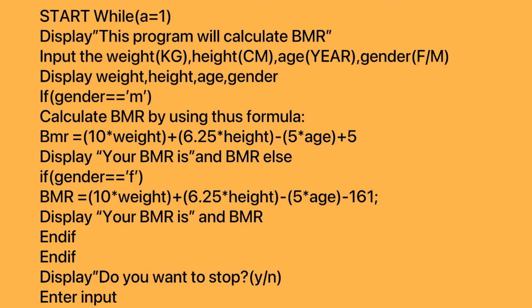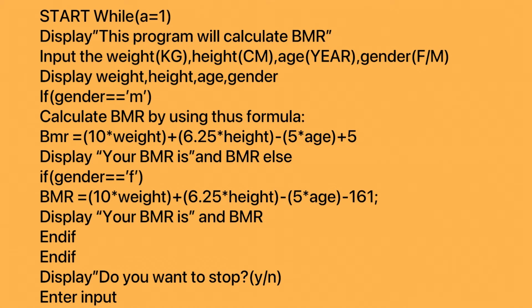Then display "This program will calculate BMR", which means I want to get the output, so the user will see this program will calculate BMR just like the example output in the question. And then input the weight in kg, height in cm, age in years, and gender, whether female or male. Then the program will display the weight, height, age, and gender that have been entered by the user.